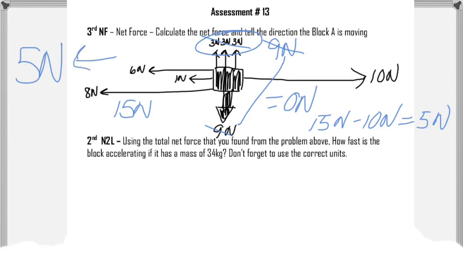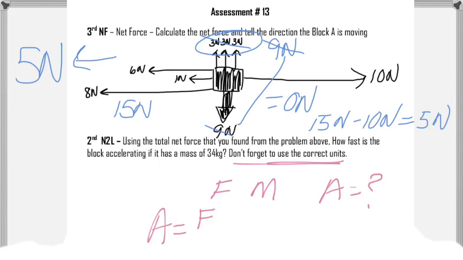Now, next, it says using the total net force that you found from the problem above, how fast is the block accelerating if it has a mass of 34 kilograms? And don't forget to use the correct units. Big deal, guys. So we know what the force is. We know what the mass is. We do not know what the A is. And that's not the actual formula, so let me not do that. So we don't know what A equals. There we go. So we're going to be using this formula.